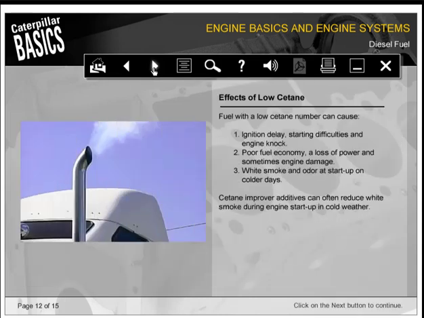Fuel with a low cetane number can cause ignition delay, starting difficulties, and engine knock. It can also cause poor fuel economy, a loss of power, and sometimes engine damage. And you might notice white smoke and odor at startup on colder days. Cetane improver additives can often reduce white smoke during engine startup in cold weather.